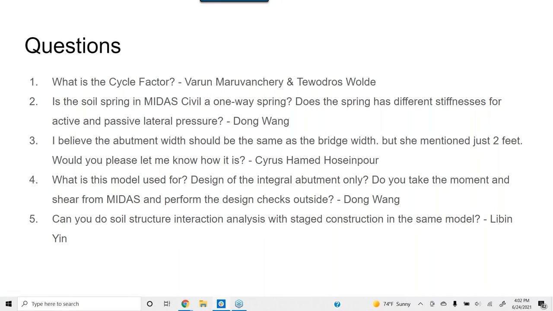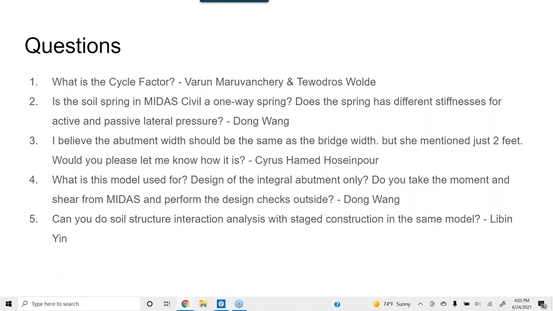It's not a one-way spring, I think. For the abutment, basically, I think they use a compression kind of spring. But for the piles, you make a multi-linear spring. So I think it's not one way. One way, I think, means one direction. And they also asked whether the spring has different stiffness for active and passive. I think yes, I think the model has a different stiffness for the active and the passive. Okay.